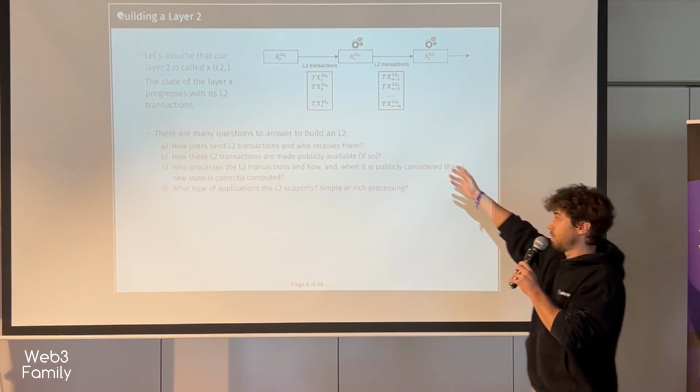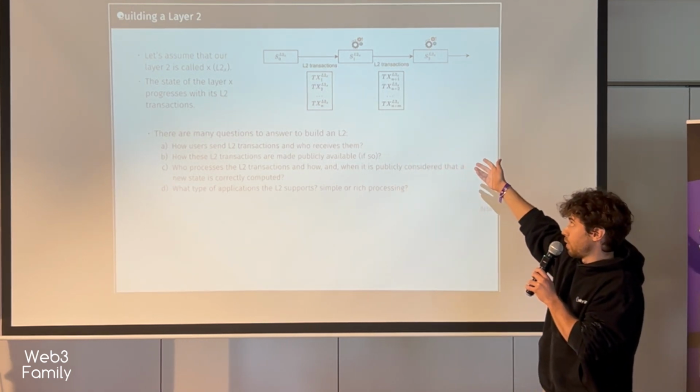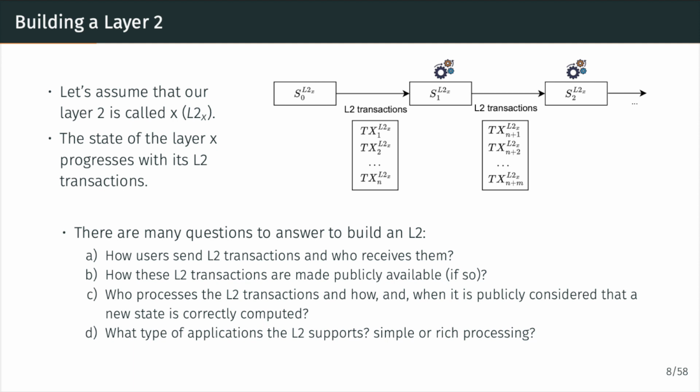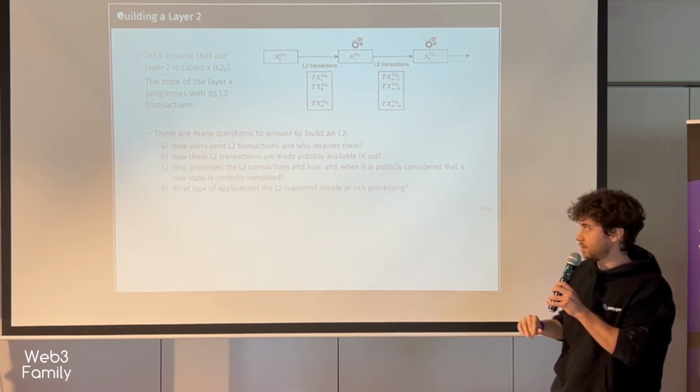As you can see, this schema is how an L2 works. It's very similar to the one we have just seen of Ethereum. We have a state and we progress this to a new state, processing transactions. But in this case, they are L2 transactions. So we are talking about a different blockchain, a different layer.